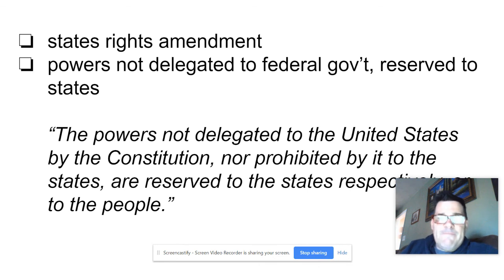The powers not delegated to the federal government, nor prohibited to the states, are reserved to the states respectively, or to the people. So there are powers that are prohibited to the states, like interstate commerce. That's directly prohibited, and it's delegated. So if it's not specifically given to the federal government, like education, then it's reserved to the states. All right, great. You need to study these.